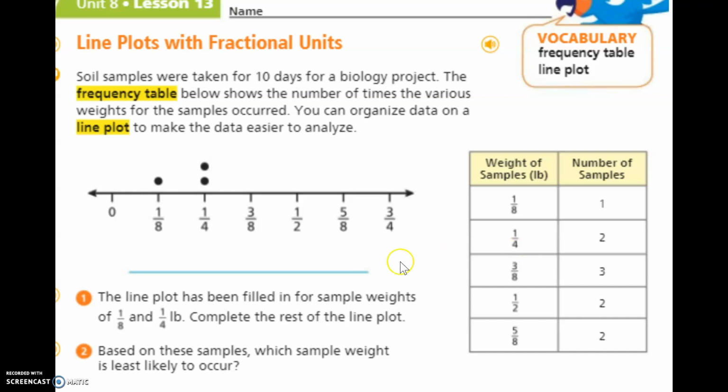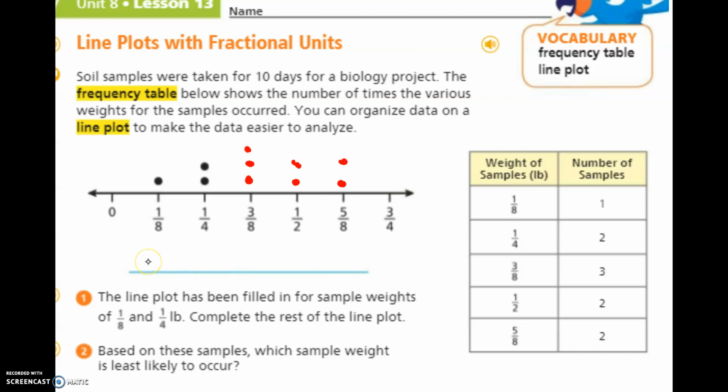All right, so they did the 1/8. There's 2 1/4, so that's why there's the 2 dots there. And then we've got to pick up where they left off. So the 3/8, you would do 3 dots here. I probably should have used black, but that's okay. There are 2 1/2s, and there are 2 5/8. Right? So that's what our line plot would look like for that data.